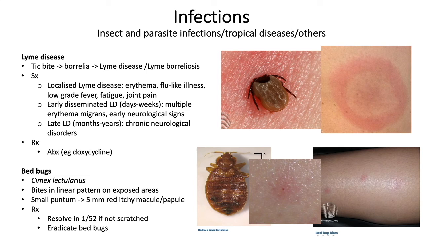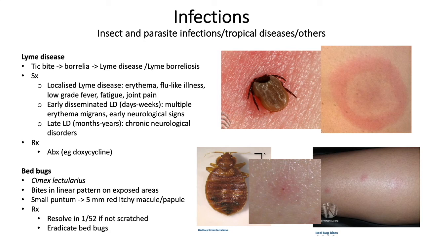Early disseminated Lyme's disease normally appears days to weeks after the first bite. You get multiple erythema migrans, although they're normally smaller than that initial patch, and you can get early neurological signs and symptoms. If untreated, it can lead on to late Lyme's disease, which develops over months or years, and this is where you have chronic neurological disorders. Treatment in the early stages is with doxycycline.